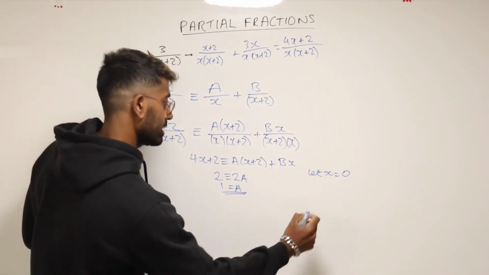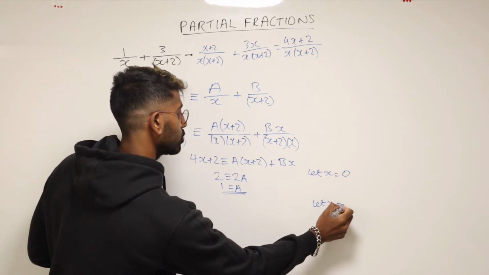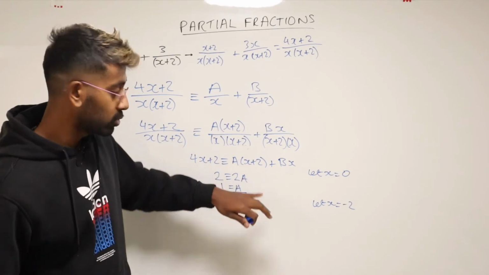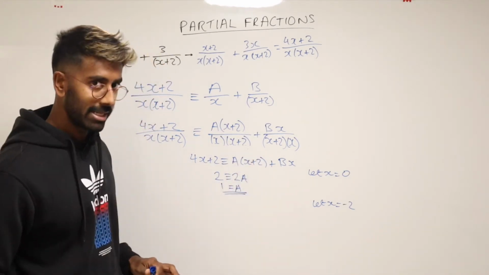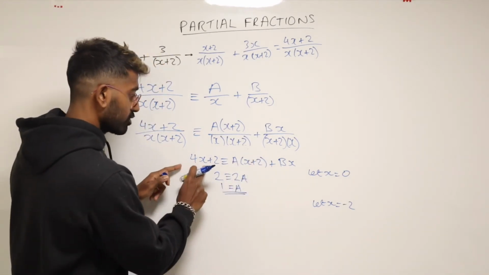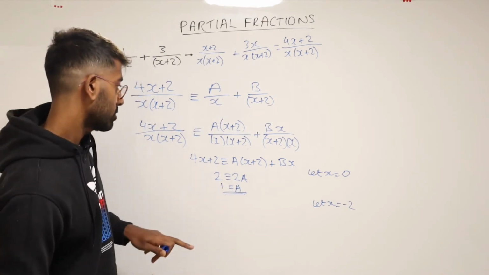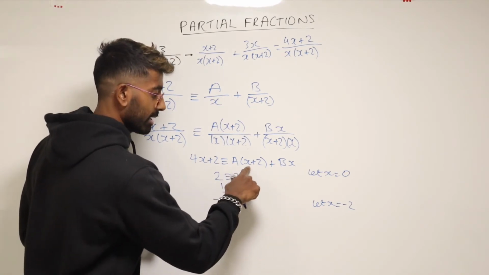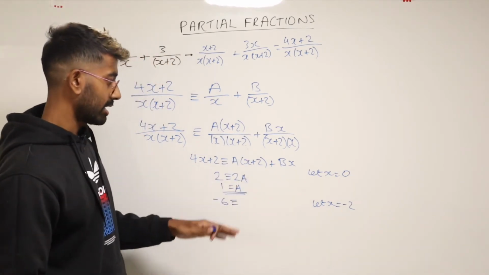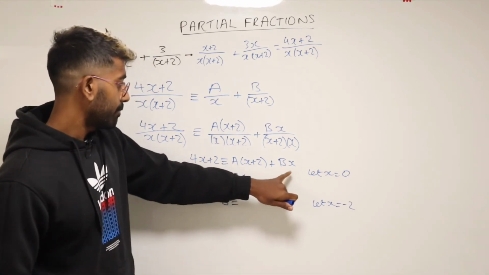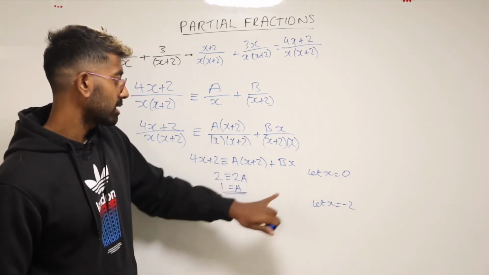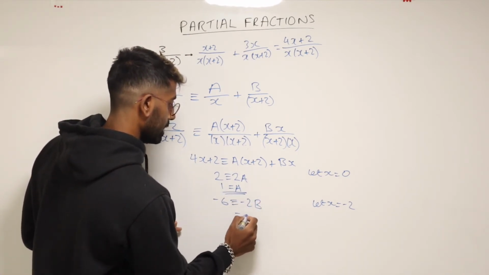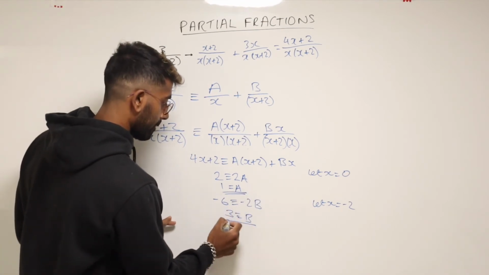Now I want to let x equal minus 2. Why did I do this? Because if I have x as minus 2 here, minus 2 plus 2 will give me 0, so we'll cancel out the a completely. Starting on the left, 4 lots of minus 2 is minus 8, plus 2 is minus 6. If I put minus 2 here, minus 2 plus 2 is 0, 0 times a is 0. But put minus 2 into this x, and we've got minus 2b. Dividing across, b is equal to 3.